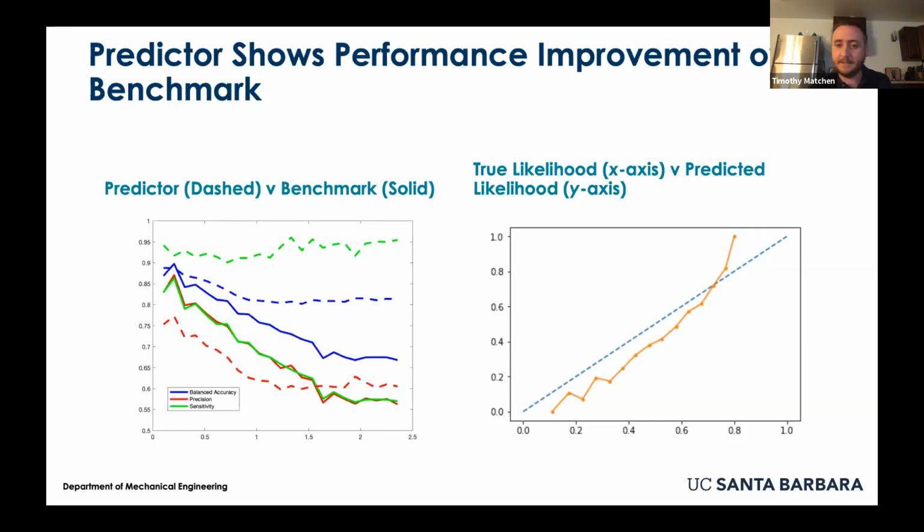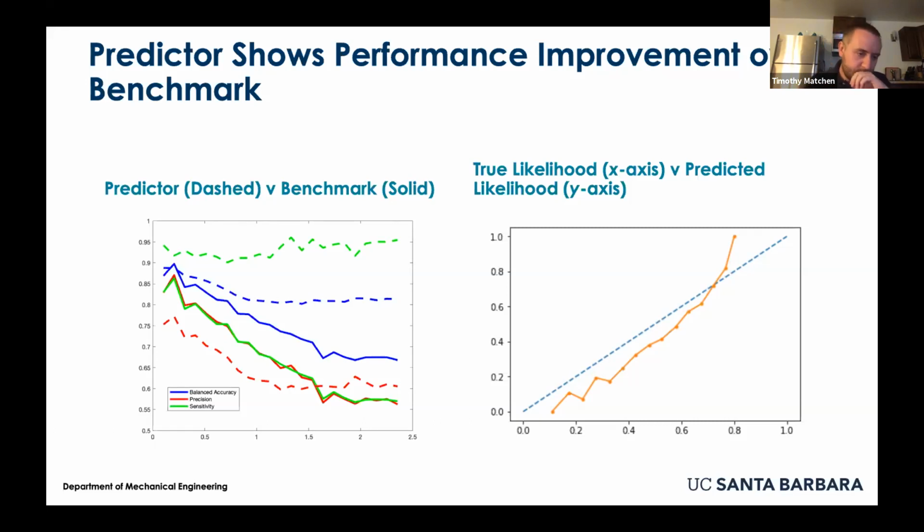The other thing is, like I said, we wanted to make something that was calibrated. So we also looked at the calibration of our model. Perfect calibration would be if we were along this dashed blue line in our second figure here. So it's never going to be perfect, but we did find that we had a nice correlation between the predicted likelihood and the true likelihood when we binned those likelihoods for analysis.